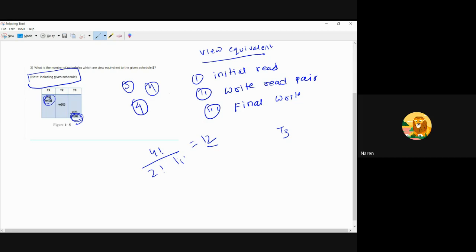Sir, but why should we not split R1S and W1Q? Why should we not split this up? Like that, because see, I can put W1Q after W2Q also, if wanted.